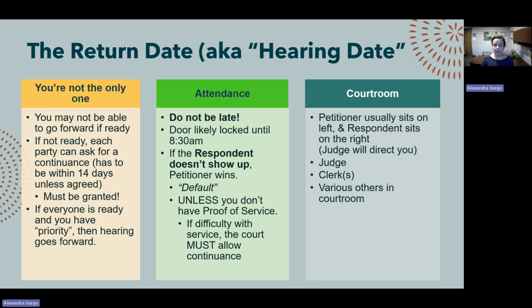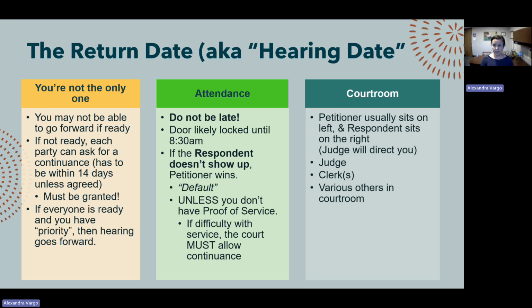So parties can agree to maybe like 30 days to get their witnesses or exhibits ready, or sometimes maybe to try and work on some agreement, something like that. But if everyone is ready and the court doesn't have anyone else scheduled to go first, then the case can proceed to a hearing. So a few reminders: don't be late.